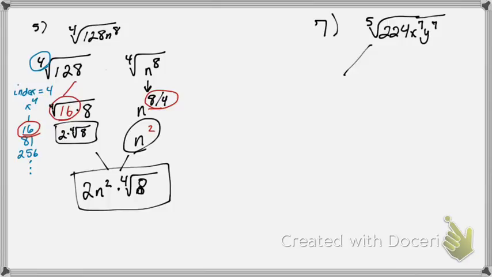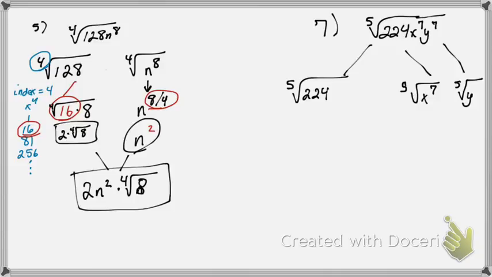So I'm going to start by separating all 3 parts. We've got the 5th root of 224, the 5th root of x to the 7th, and the 5th root of y to the 7th. So I'm going to be looking at our index. Our index at this time is 5. So we're going to look at our x to the 5th column. We've got 1, 32, 243.